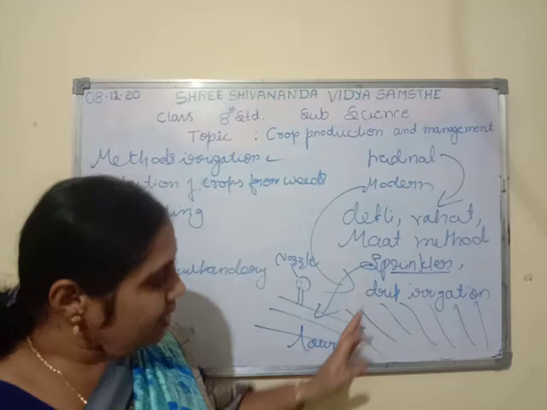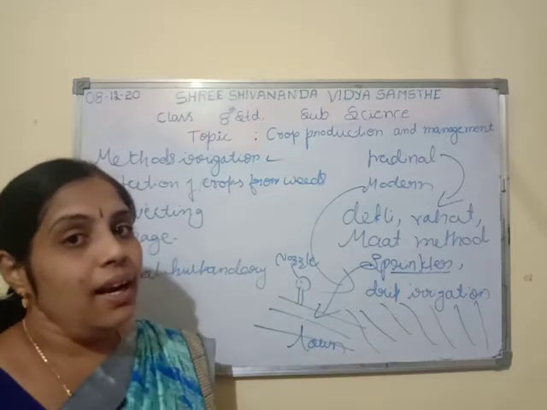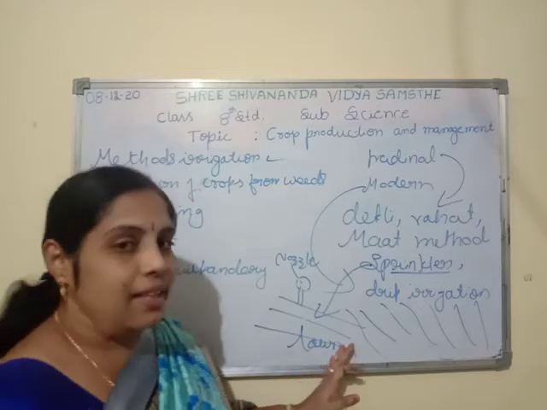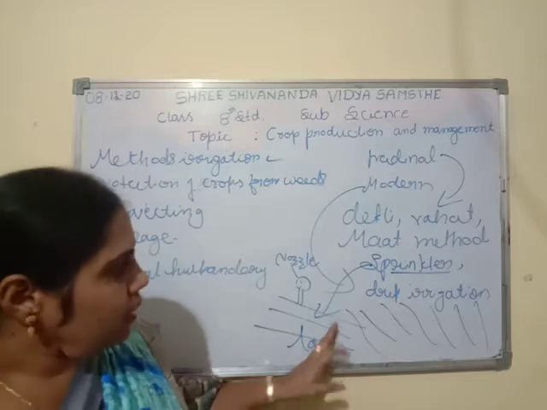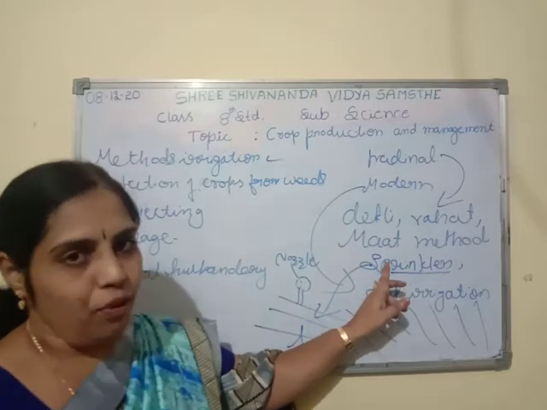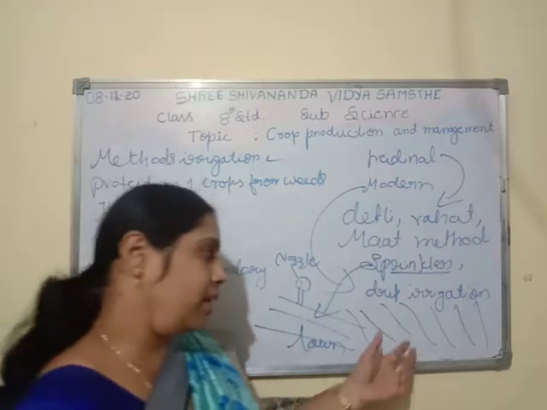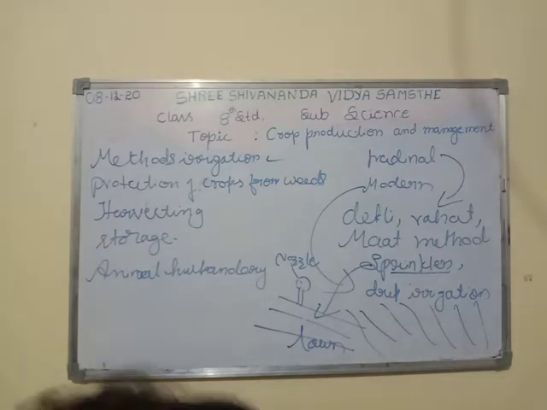Okay, so by this method we can save water also. We can save water as well as labor. We save both, and also we can save time. Okay, so this is one of the very best methods for use in agriculture, as an irrigation. So the next one is drip irrigation.